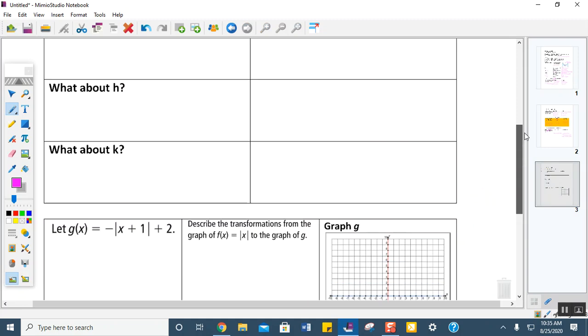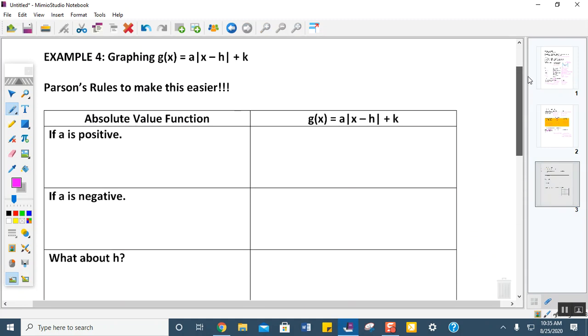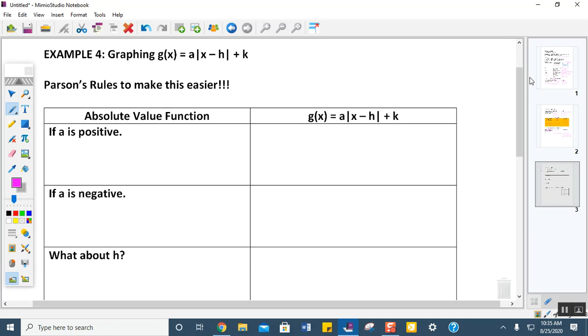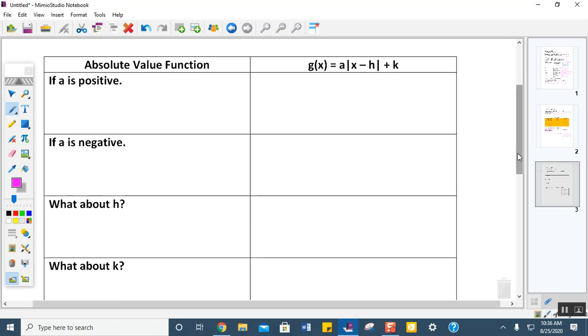And this third one, I'm going to kind of give you a cheat sheet here, okay? Up top in example 4, it says graphing g of x equals a times absolute value of x minus h plus k. Again, the essential question, what do a, h, and k do to our parent function of the absolute value? Well, I've got some rules, I think, to make this easier, okay? This says the following. If a is positive, it changes its slope. If a is positive, you're still in a V shape like that.